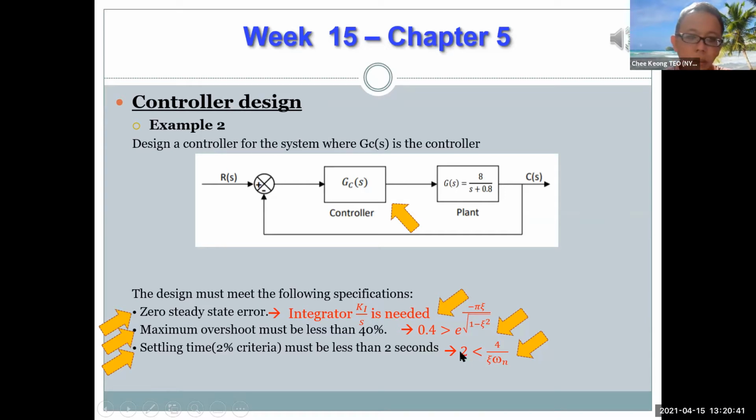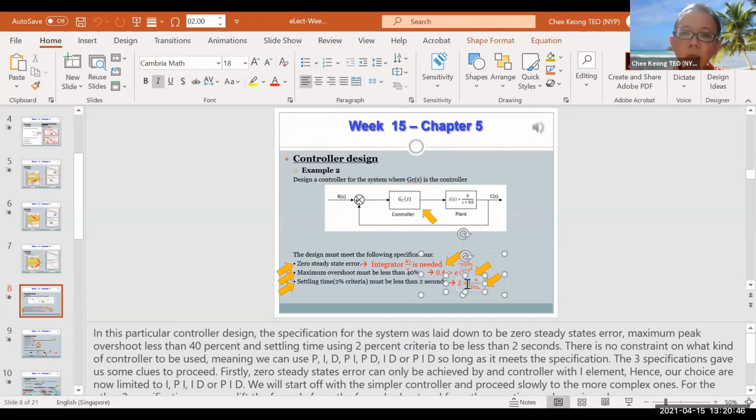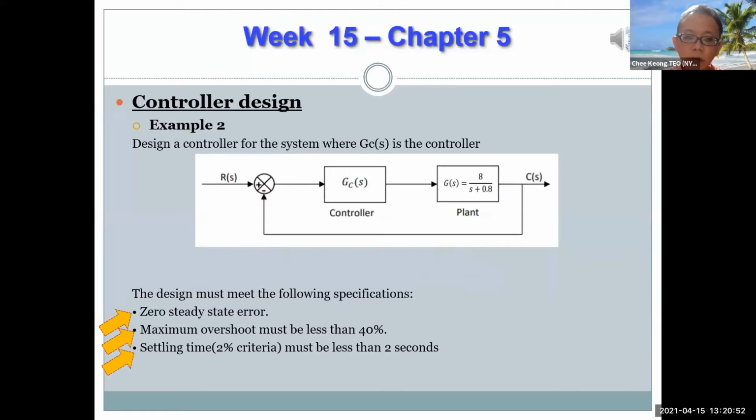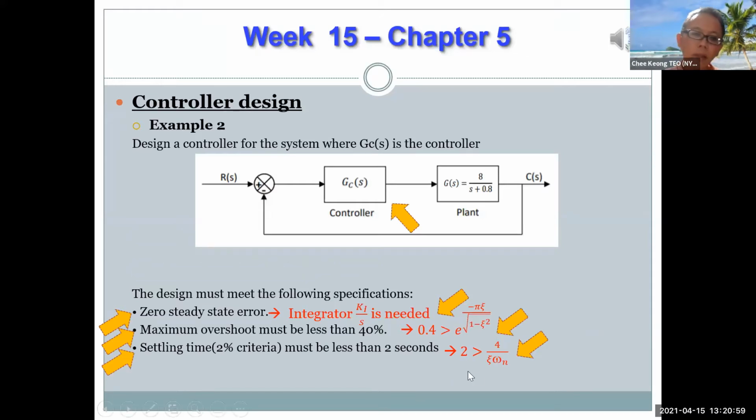So maybe I should change this, just in case I confuse you guys. In this particular controller design, I try to adjust it back so that the sound goes away. So I go to the advanced to the next page and come back again. So this will be a less than. So basically, these are the conditions that are given. With this, we will proceed further. In the next page, we will show you how to solve it.